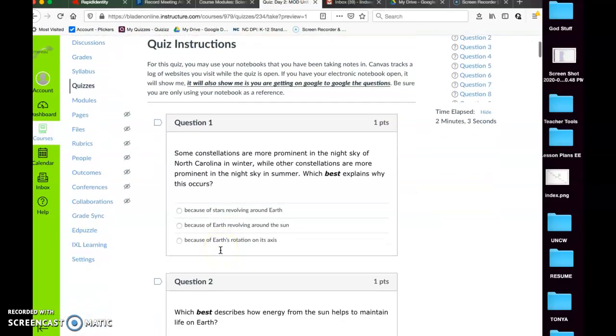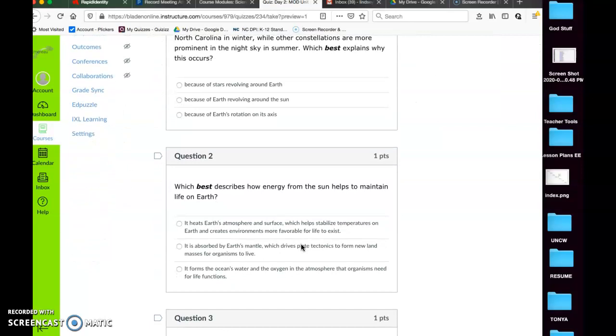So question number 1. Some constellations are more prominent in the night sky of North Carolina in winter, while other constellations are more prominent in the night sky in the summer. Which best explains why this occurs? Because of stars revolving around Earth? Because of Earth revolving around the sun? Or because of Earth's rotational axis?